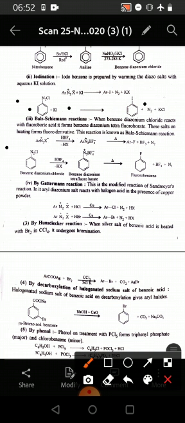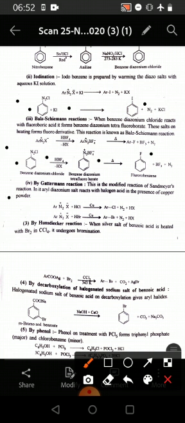The third reaction we take is the Balz-Schiemann reaction. When benzene diazonium chloride reacts with fluoroboric acid, it forms benzene diazonium tetrafluoroborate. This benzene diazonium tetrafluoroborate salt on heating forms fluorobenzene, and this reaction is known as the Balz-Schiemann reaction.